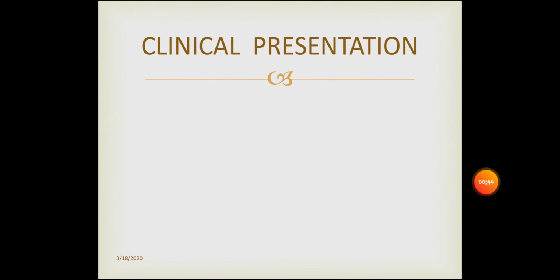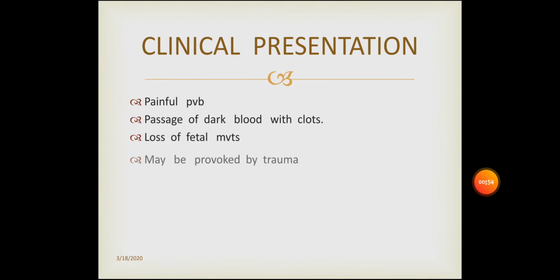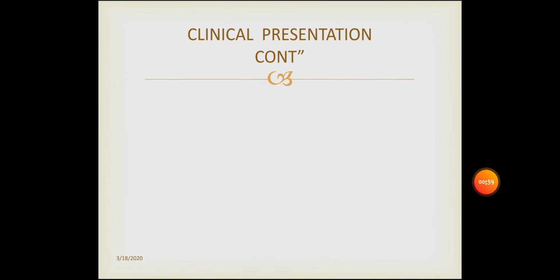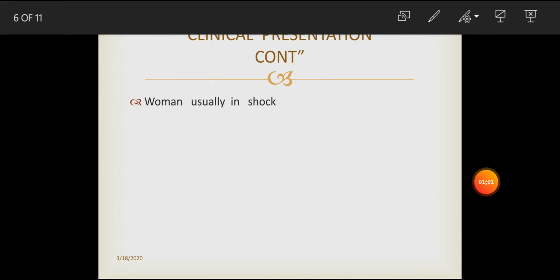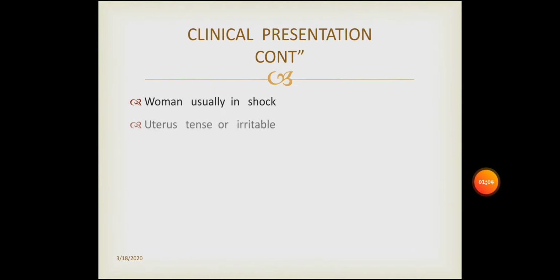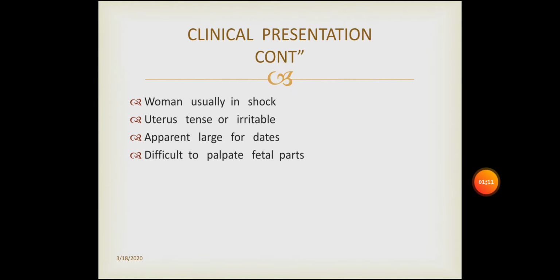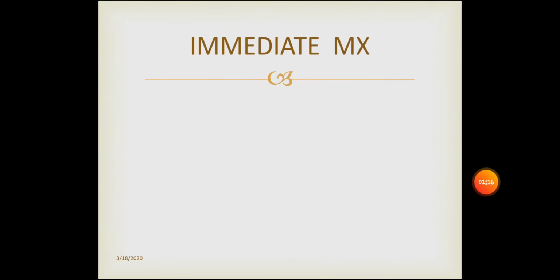What are the clinical presentations of abruptio placenta? Painful pervaginal bleeding, passage of dark blood with clots, loss of fetal movements, and it may be provoked by trauma, so there may be history of trauma. Woman is usually in shock. Uterus is tense or irritable. Apparent large for dead fetus. Difficult to palpate fetal parts. Absence of fetal heart.